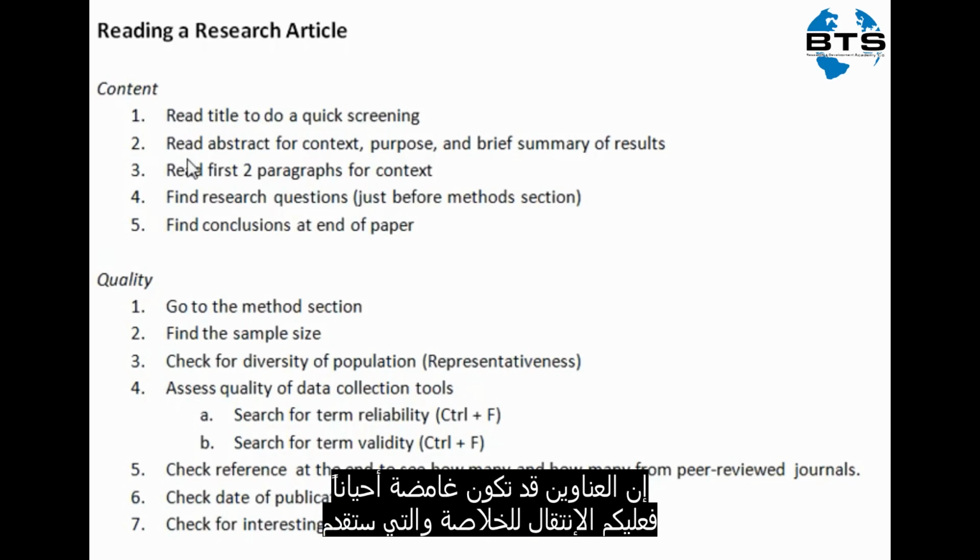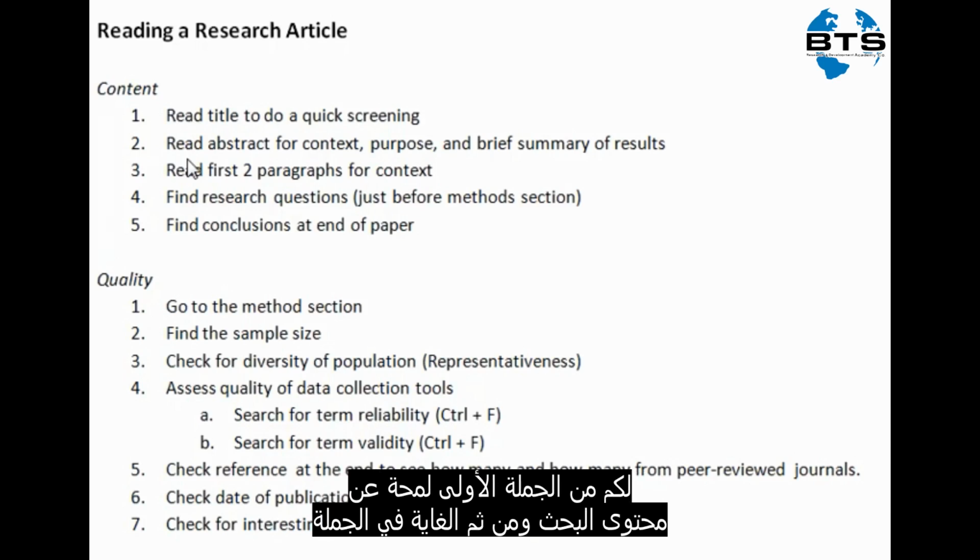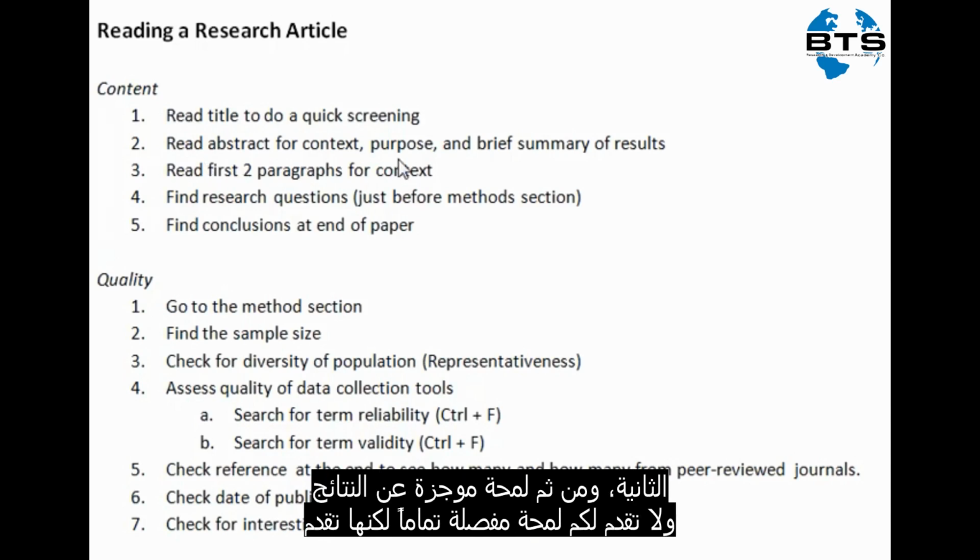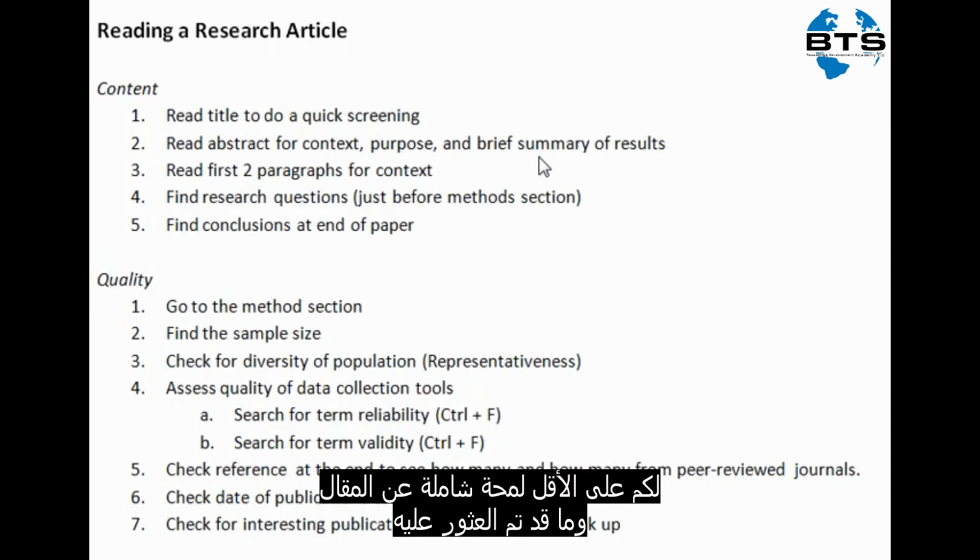If you're not quite sure, because sometimes titles are sort of obscure, then go to the abstract. The abstract should give you, probably in the first line, the context of the study, then in the second line the purpose, and then a brief summary of the results. That should give you a sense of whether you want to dig deeper, and at least an overview of the article and what was found.